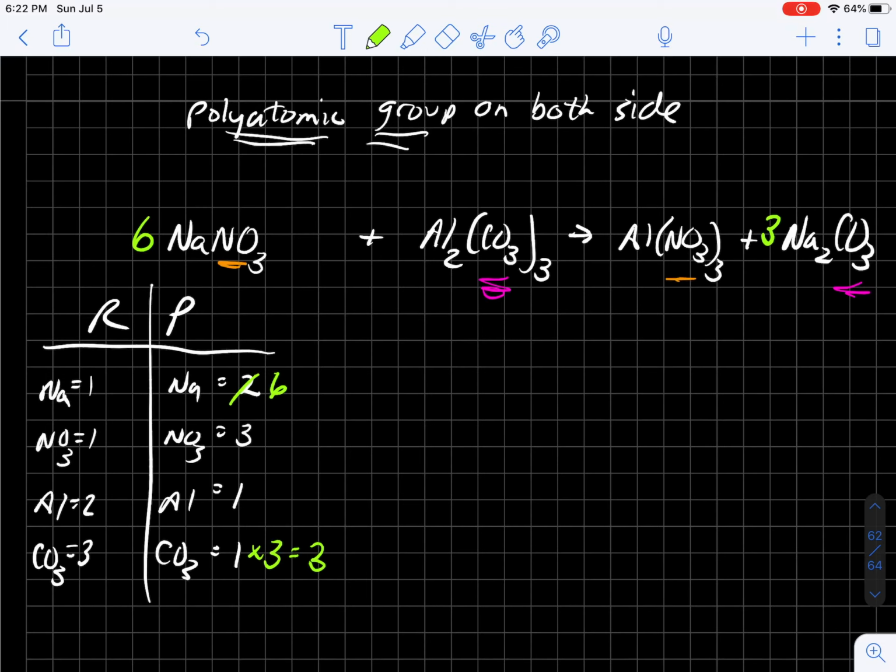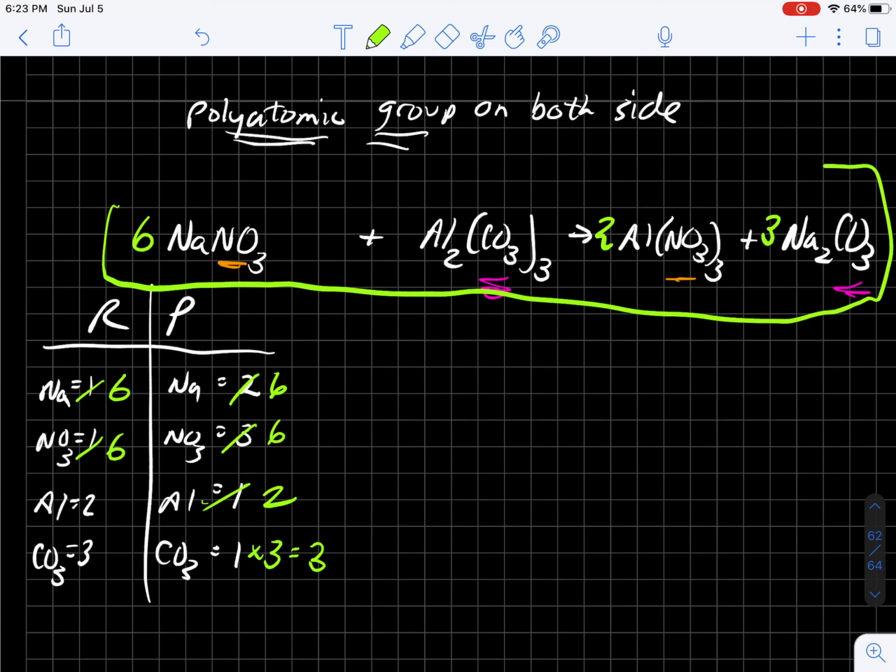So now I'm going to go back and I'm going to put a 6 in front of sodium nitrate, because that will balance my sodiums. So that gives me 6 sodiums on the reactant side, and now it gives me 6 nitrates. Lastly, I'm going to put a 2 in front of aluminum nitrate, because not only will that balance my aluminums by giving me 2 on each side, but now I have 6 nitrate groups on the product side. So there's my balanced equation. 6:1 to 2:3 mole ratio. So again, this isn't difficult to do as long as you practice it. There are a couple of tricks, but that's really all.